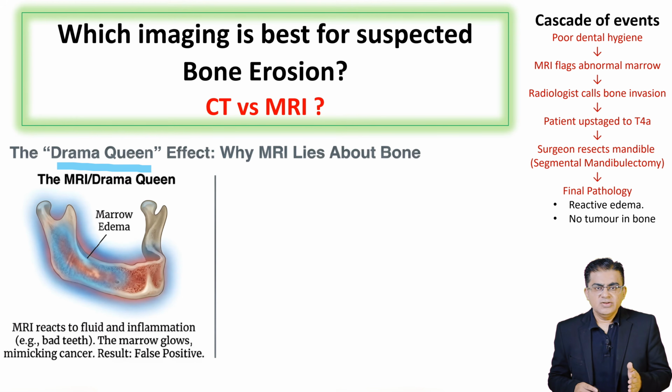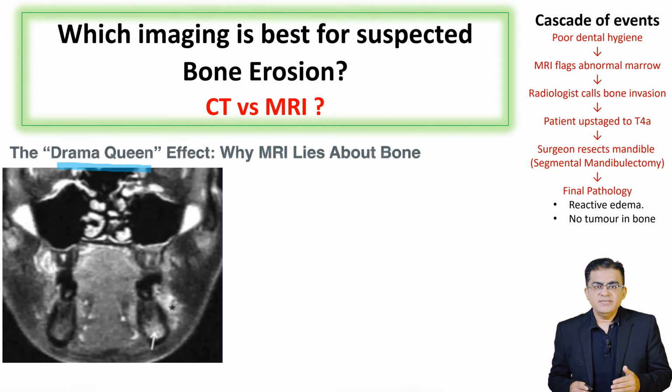Look at the image on the left side of your screen. Think about your average oral cancer patient. They almost always have poor dental hygiene, isn't it? They have periodontitis or maybe a dental abscess. That poor hygiene causes simple inflammation and fluid buildup, what we call reactive edema, inside the bone marrow of the mandible.